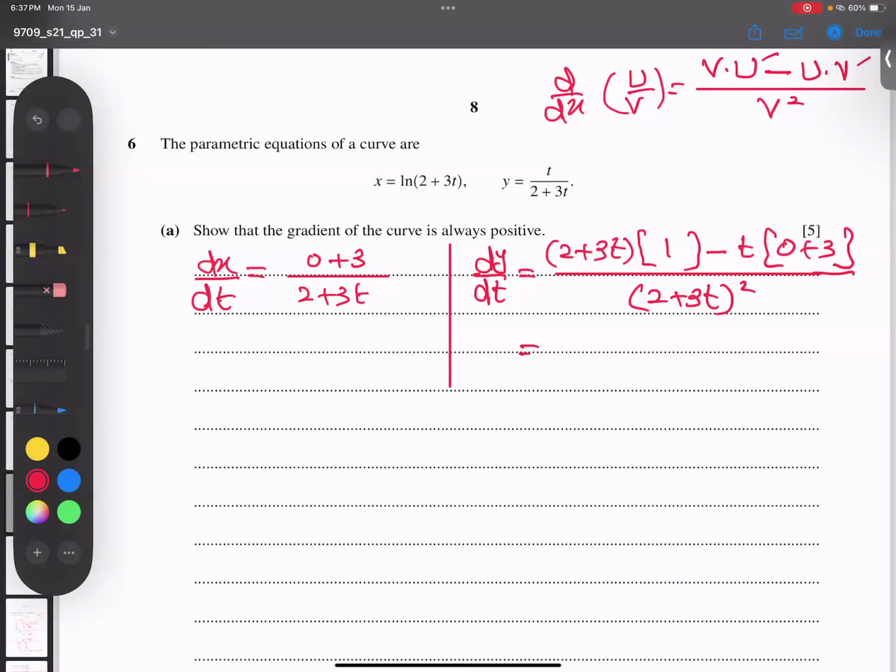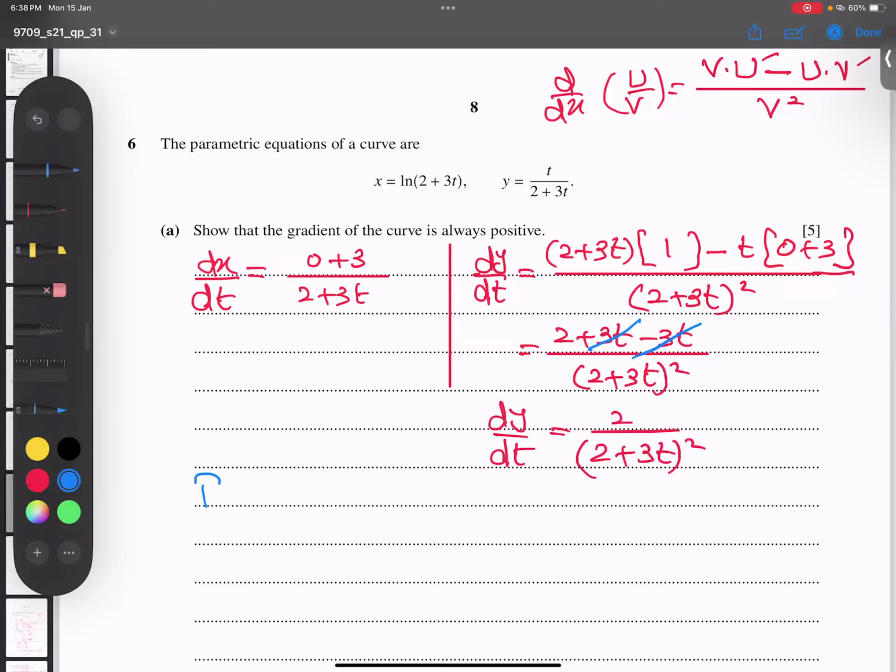Simplify. So 2 plus 3t, 3 into t, I got negative 3t. And negative 3t and positive 3t will cancel out. So Alhamdulillah Rabbil Alameen, this is very clear, this cancels out. And I get dy over dt. And finally, I get 2 over 2 plus 3t whole square.